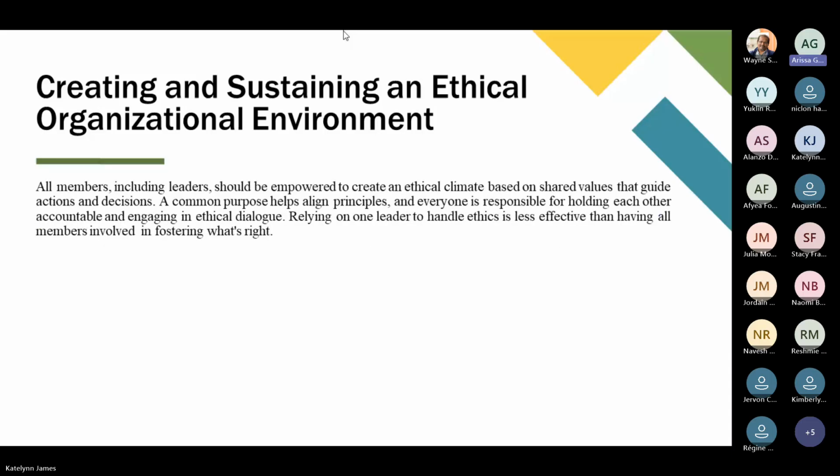All members, including leaders, should be empowered to create an ethical climate based on shared values that guide actions and decisions. A common purpose helps align principles, and everyone is responsible for holding each other accountable and engaging in ethical dialogue. Relying on one leader to handle ethics is less effective than having all members involved in fostering what's right.